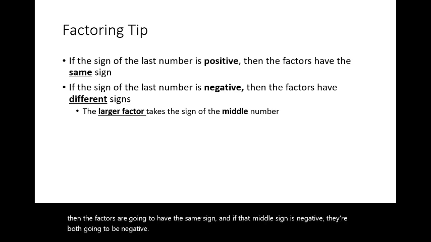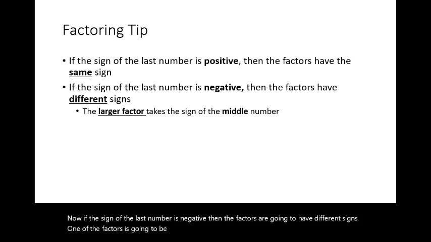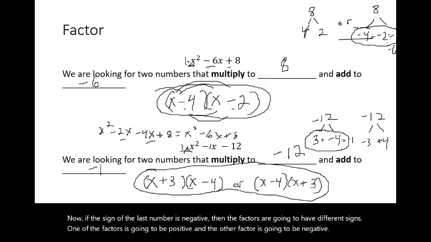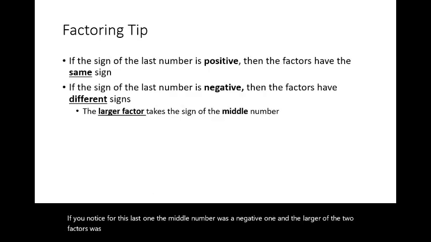Now, if the sign of the last number is negative, then the factors are going to have different signs. One of the factors is going to be positive, and the other factor is going to be negative. Now, if you notice, for this last one, the middle number was a -1, and the larger of the two factors was negative, and that's not an accident.